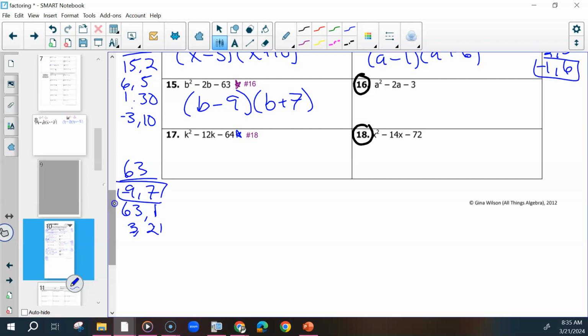Okay, other questions there? Which of the others do we want to see go over? 72 has a lot of factors. What are those factors? 72 and 1. Okay. 9 and 8. 36 and 2.